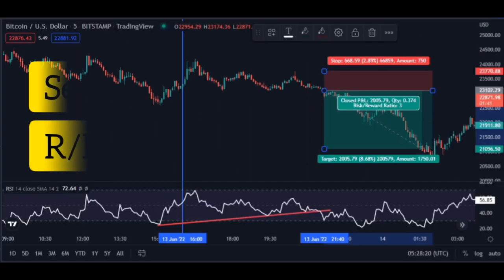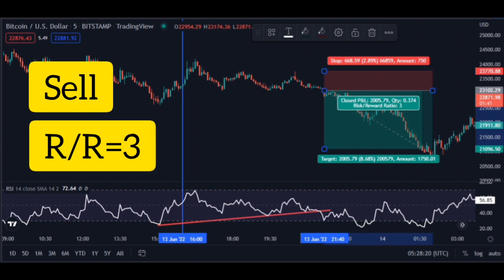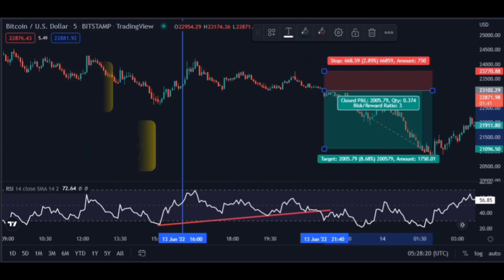Now when the trend line is broken, it is our sell signal. Stop loss is the price peak and take profit is 3 times the stop loss. That risk to reward is great.